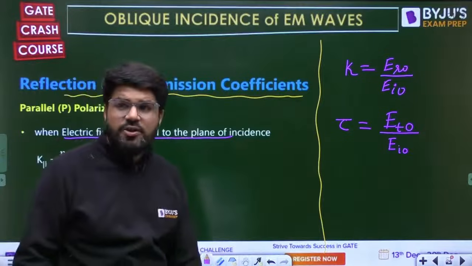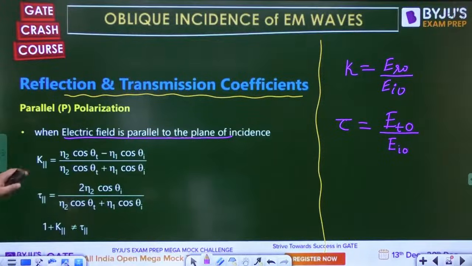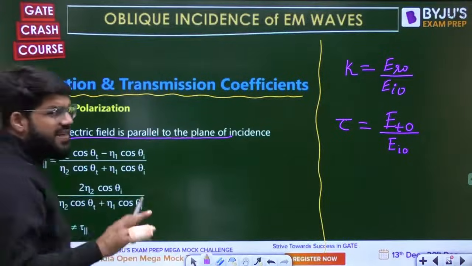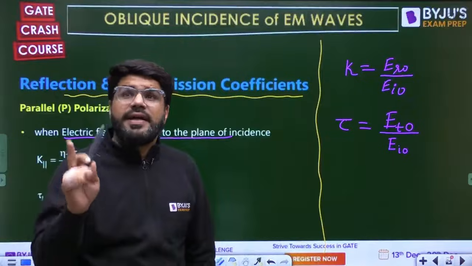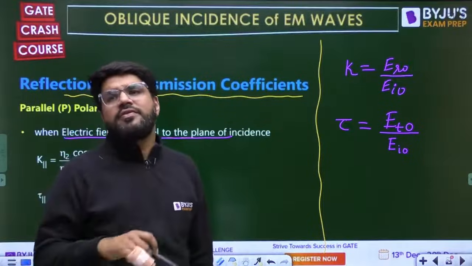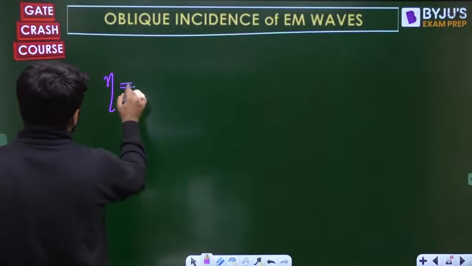so as I am telling you, the formula for reflection and transmission coefficient will depend whether it is the parallel polarization or perpendicular polarization, right? Parallel polarization, the formula for K will be, this will set with practice, don't worry, eta 2 cos theta t. Now what is eta? Eta is not the refractive index, that is N. Eta is the intrinsic impedance of the medium.